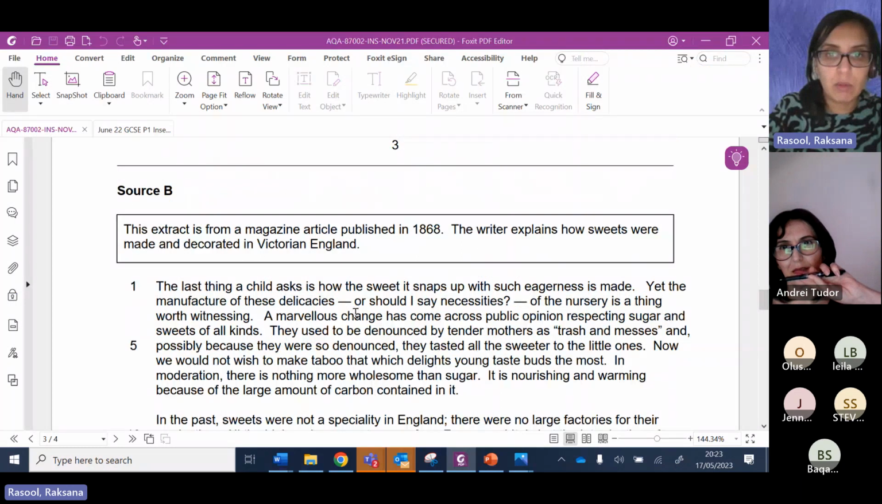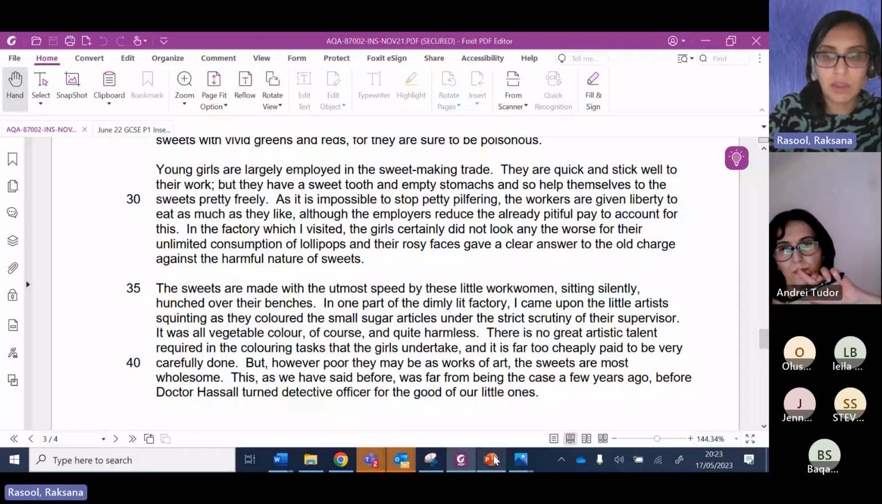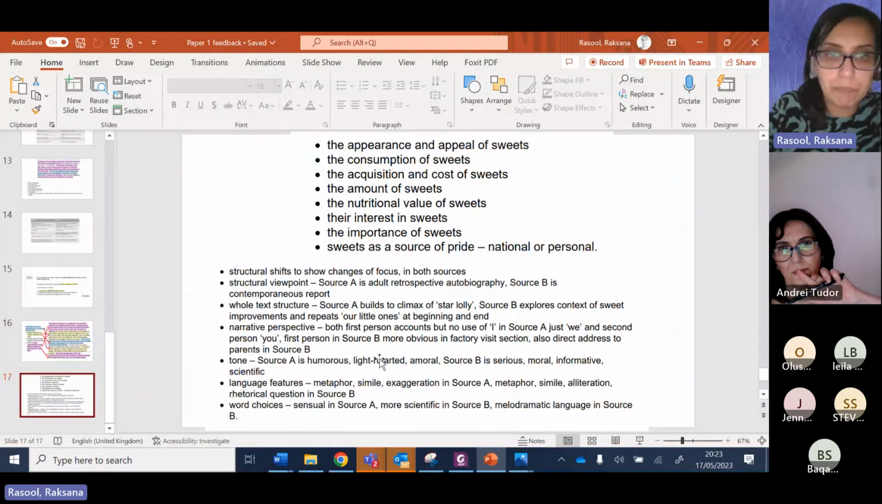Look, it starts here with the mention of our little ones. They tasted all the sweeter to the little ones. And it ends with also this mention of our little ones. Okay, so that's part of the structure as well.